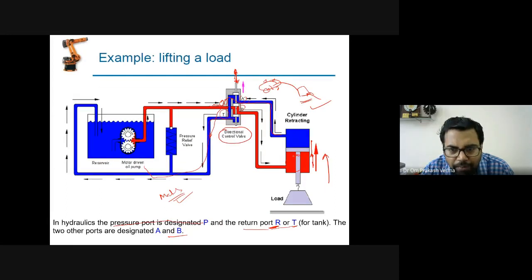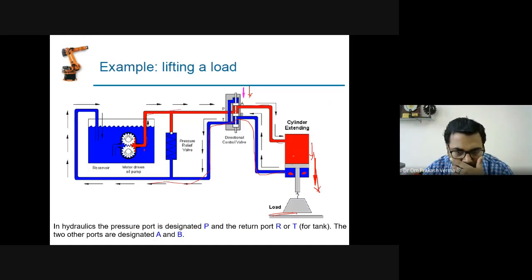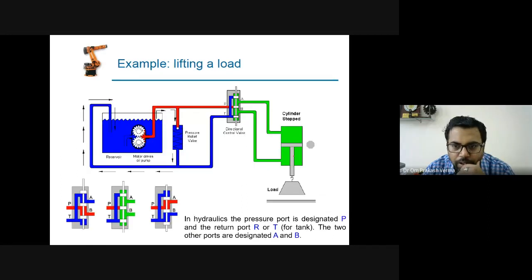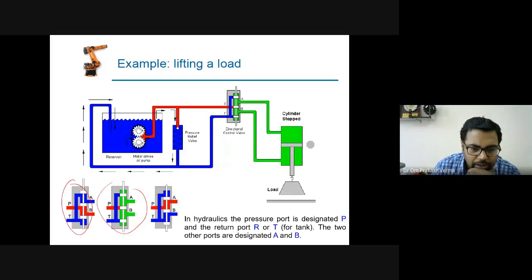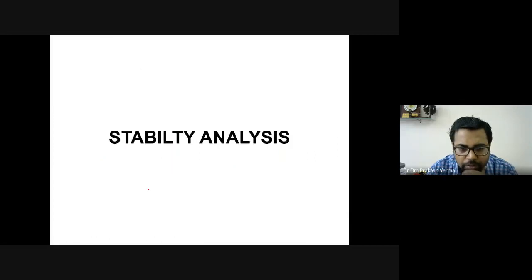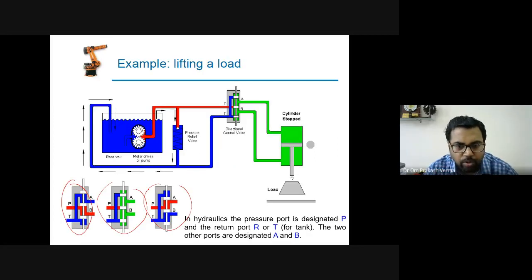So the main role is played by the directional control valve, or the spool valve. It is also called a spool valve, right? This one is the neutral position, nothing is happening here. So this is the valve. These are the different types of valve.